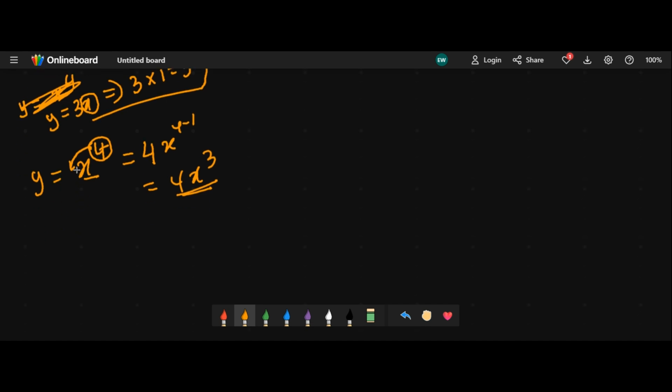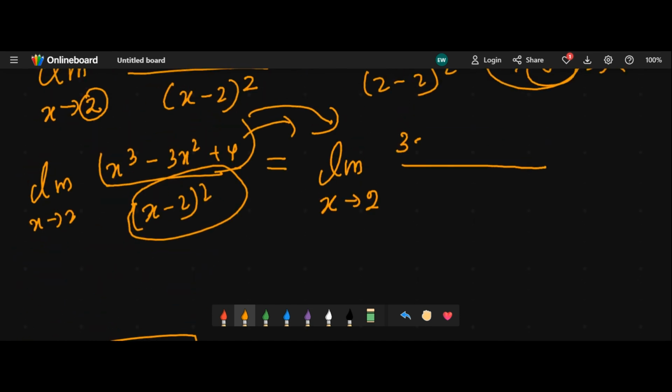Let's keep it like that. Now you see x cube. You have to bring that 3 in front, so 3x to the power 3 minus 1, which is 2. If there is a number in front, you don't need to worry. Just put that number 3 times the derivative of x squared. The 2 will come in front, so 3 into 2x, and 2 minus 1 is 1, so x to the power 1. Plus 4, and if you differentiate a number, it is 0.